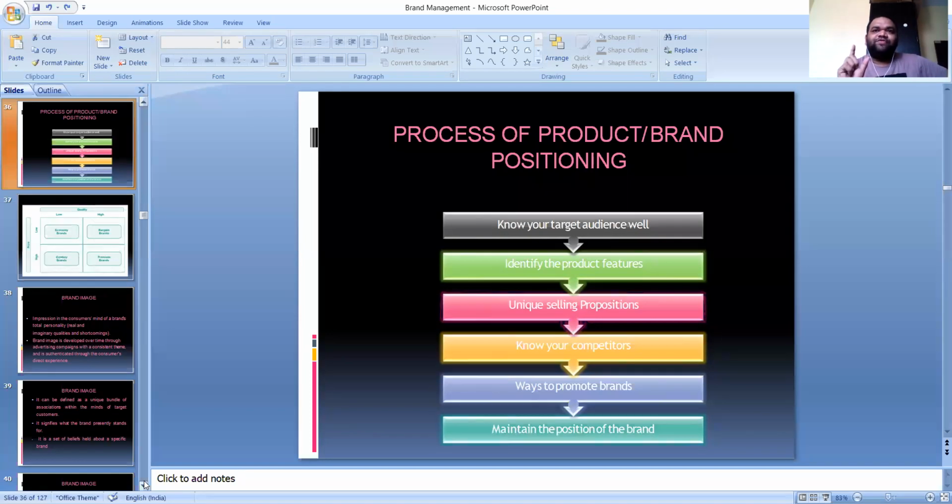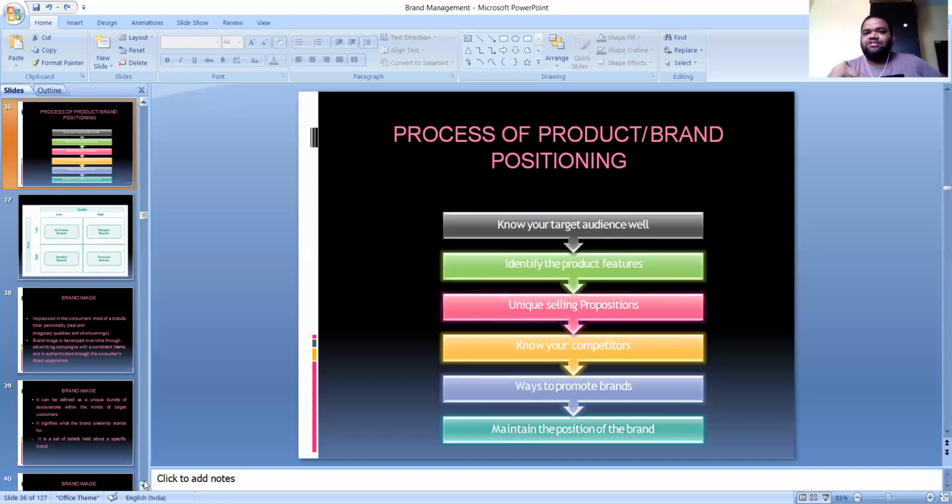For example, if you are telling that we are providing a product with quality, you have to maintain that. If you are saying, yes, by this product you become this, or we are going to give fairness, yes, you have to maintain that. So whatever position you are going to promote in the customer's mind, bringing that identity, you have to maintain. So that is very, very important.